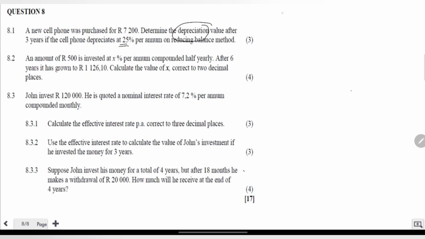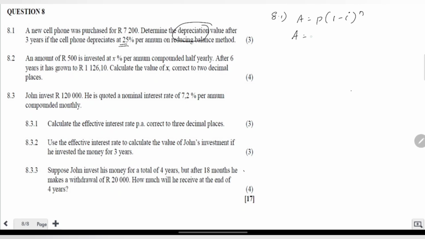So reducing balance, what is the formula? It's a minus, you have to put it in the compound interest formula, isn't it? That is the 8.1 formula. Let me write it first: A is equal to P(1 minus i) to the power n. A is the final value. Don't think it is always bigger than the initial value. No, here it is the other way around, because here you are dealing with depreciation.